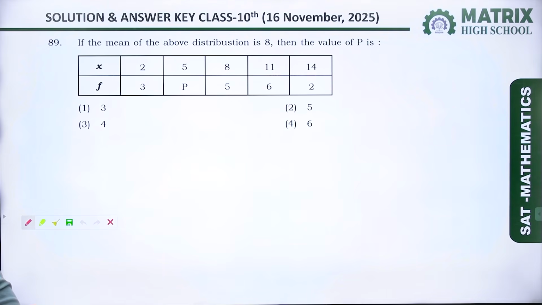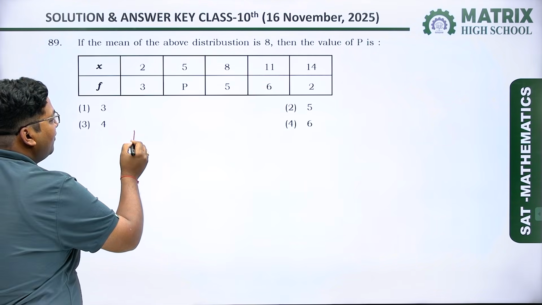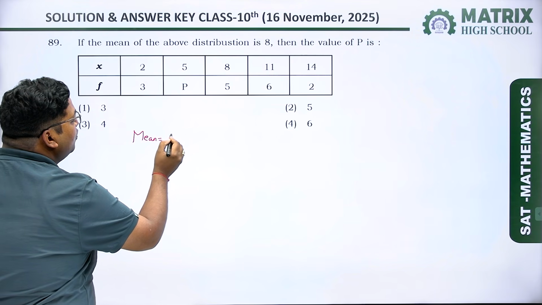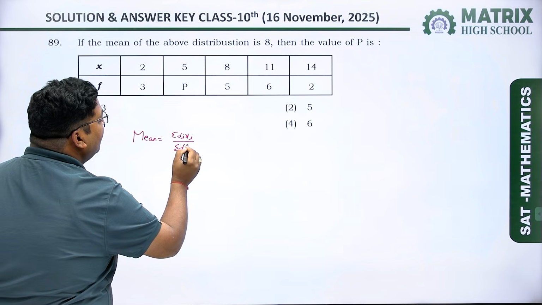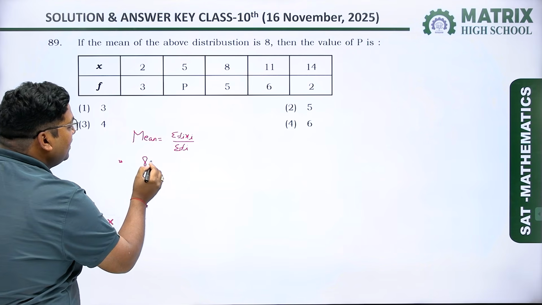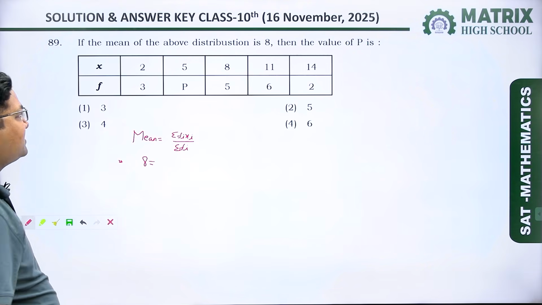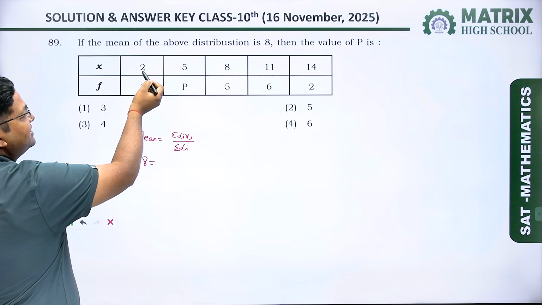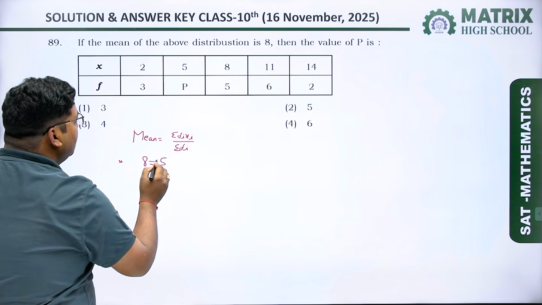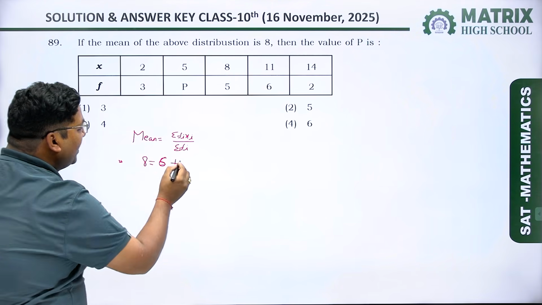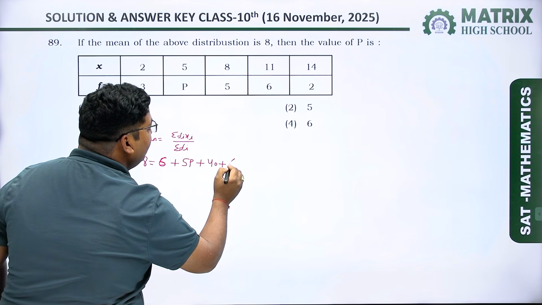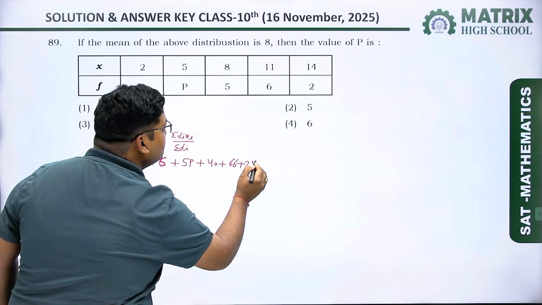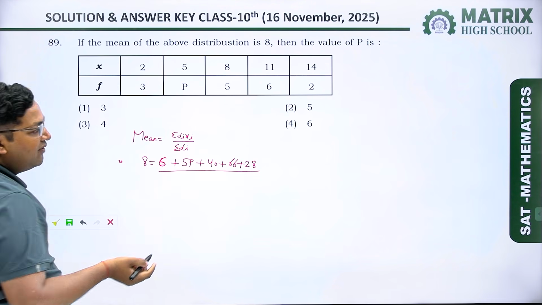If the mean of the above distribution is 8, then the value of P is. So here we have to apply the mean formula. Mean formula is mean equals summation of Fi xi upon summation of Fi. Here mean is given as 8. So 8 equals summation of Fi xi. So here F is 3, x is 2. So 3 into 2 is 6 plus 5 into P is 5p, 8 5s are 40 plus 11 6s are 66 plus 14 2s are 28 upon the sum of the frequencies.